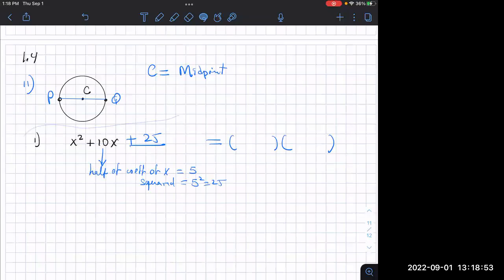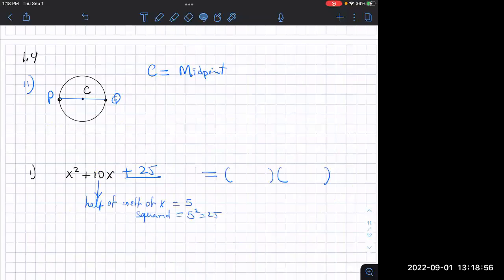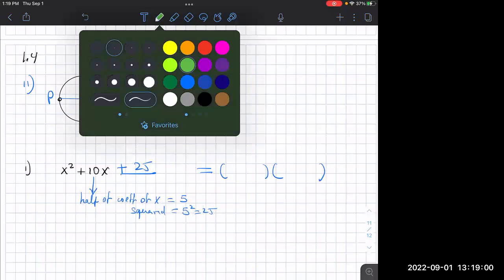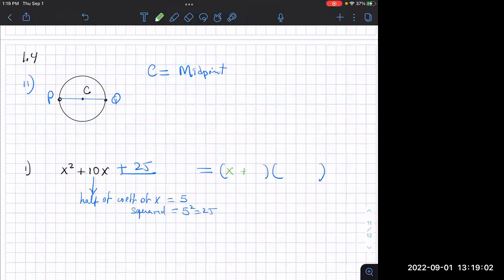So remember how to factor this? It would be x plus 5, and then x plus 5. Right. And if you multiply, you should get x squared plus 10x plus 25. So that is the idea. The purpose is to get 2 factors that are the same. That is a perfect square. I see. And then I had another question.